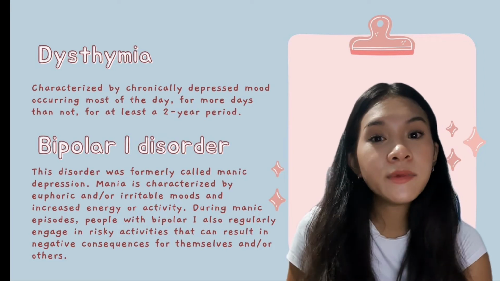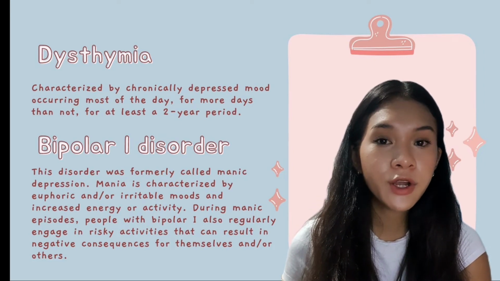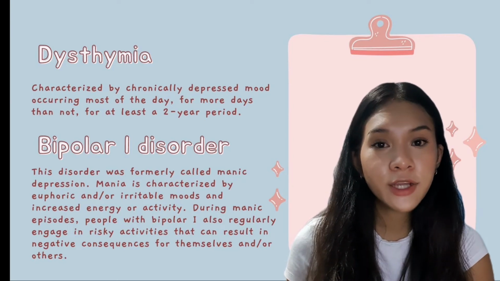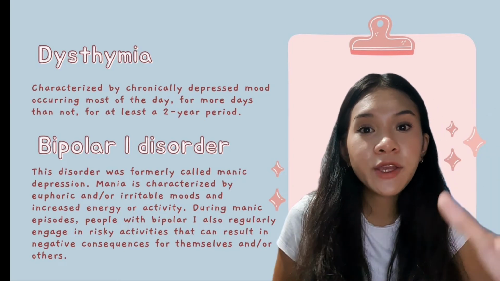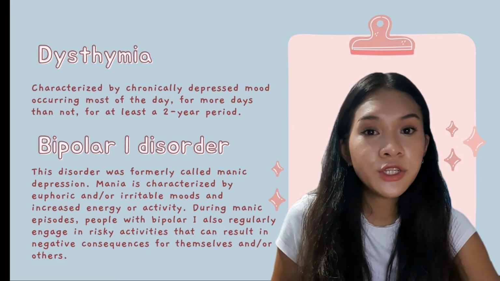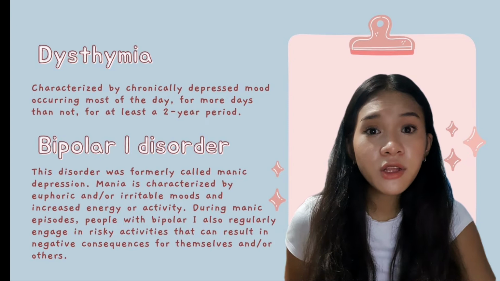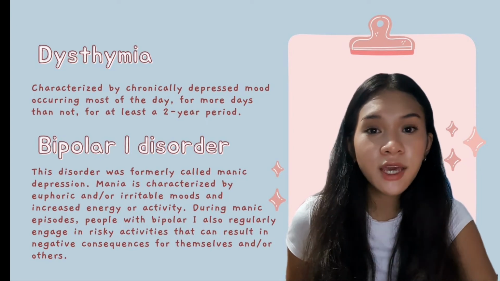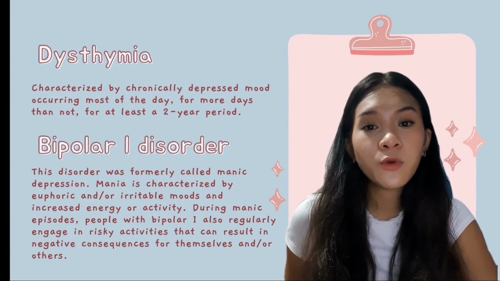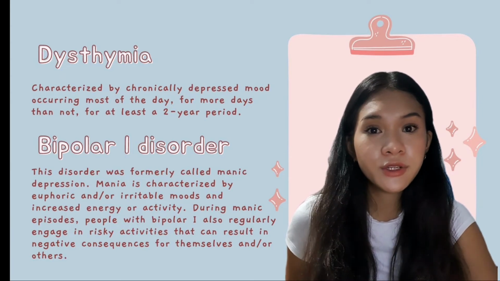Next, we have bipolar 1 disorder. This was formerly called manic depression. This is characterized by euphoric or irritable moods and an increase in energy and activity. They regularly engage in risky activities that can result in negative consequences for themselves and for others.